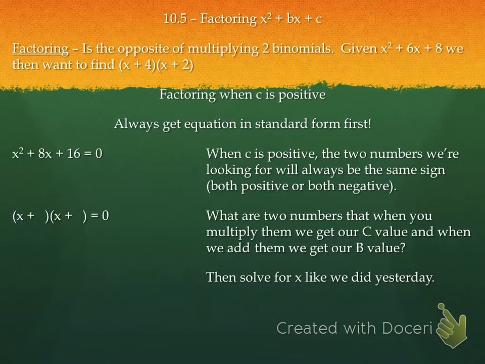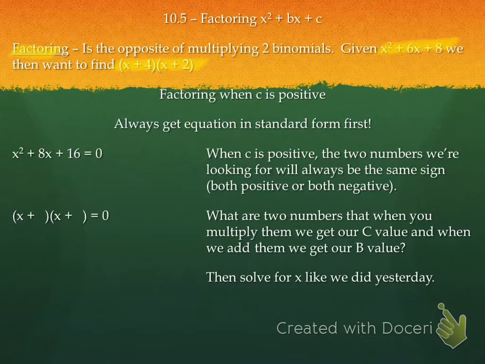Alright, so today we're going to be working on factoring. Factoring is just the opposite of multiplying two binomials. Instead of having two binomials and doing the crab claw multiplication, we're going to start with our trinomial and then work backwards to get to those two binomials.